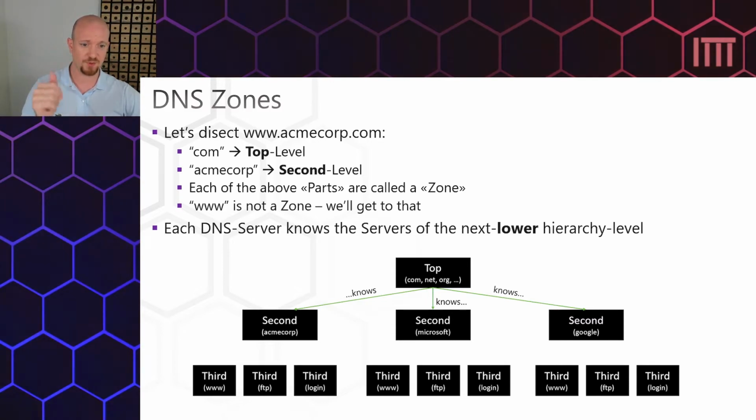If we go further down, we have the third level. For example, the google.com DNS server knows the third level domain names like www, FTP, login, which would result in the domain name www.google.com. The same goes for every second level domain.